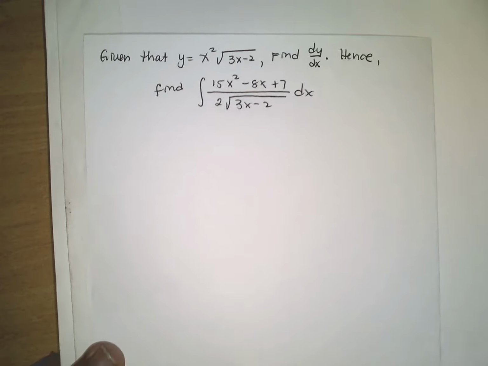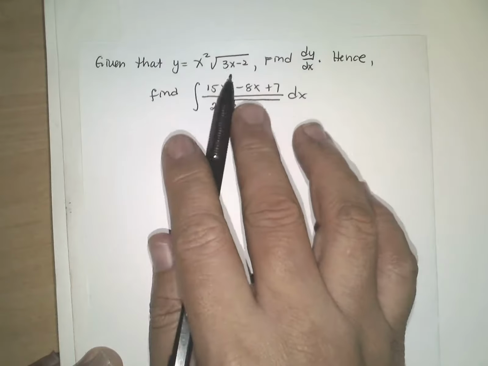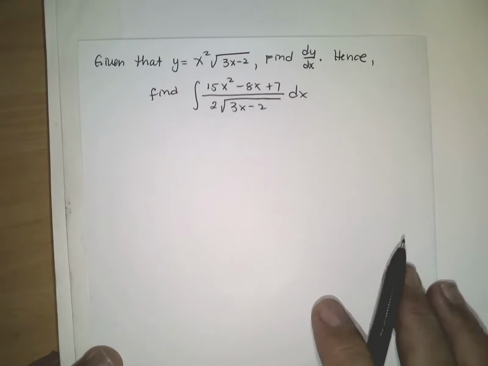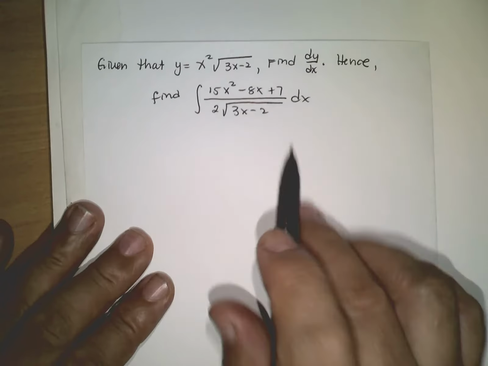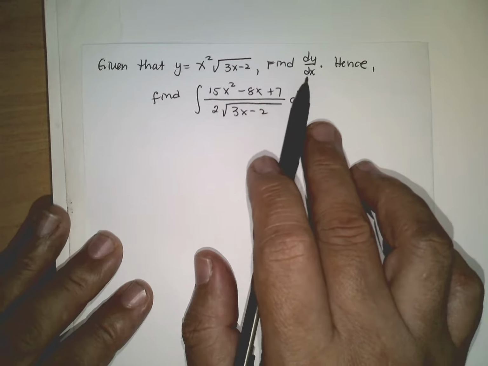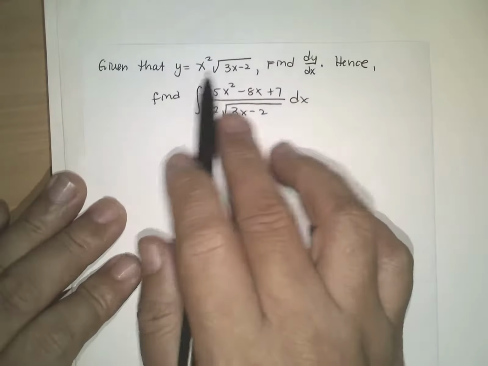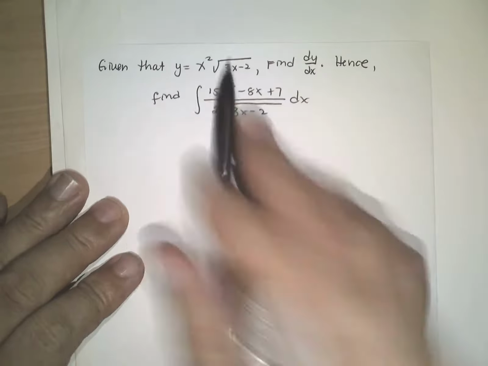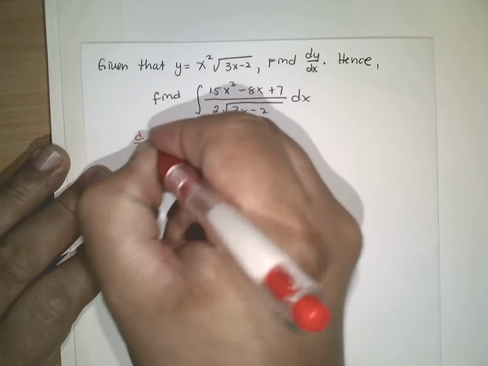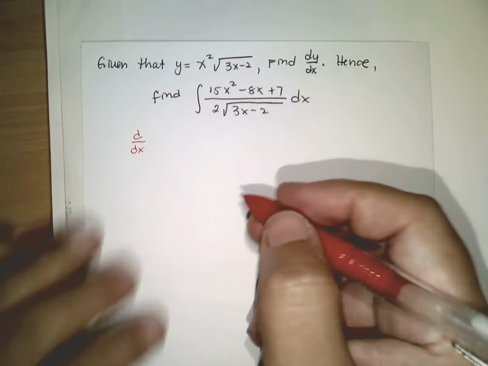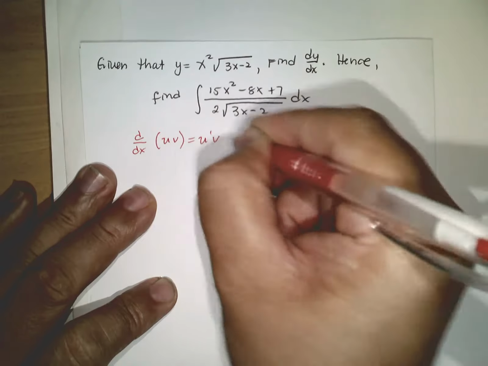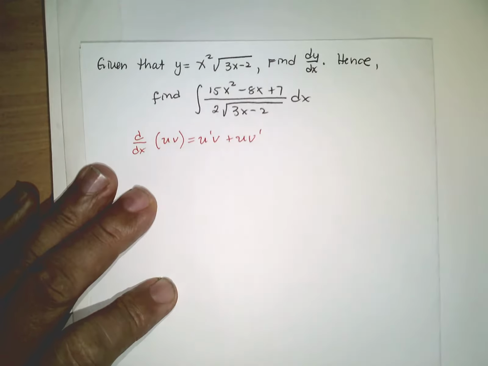Alright, so let's continue with this question. Given that y equals x squared, blah blah blah, find dy/dx, hence find the integral of this expression. Again, please don't get shocked right away by the question. Just follow the instruction carefully. It says find dy/dx. Since this is a product of two different functions, what we need is our product formula. So let me just write my product formula again. You have (uv)' which is equal to u'v plus uv'.